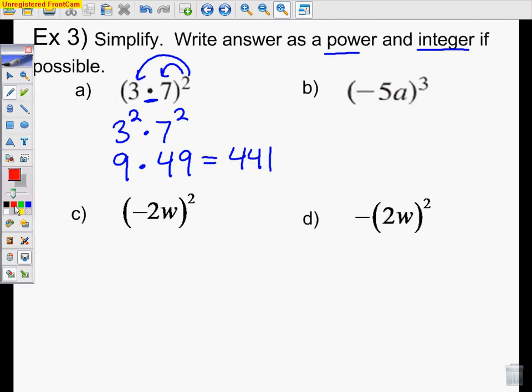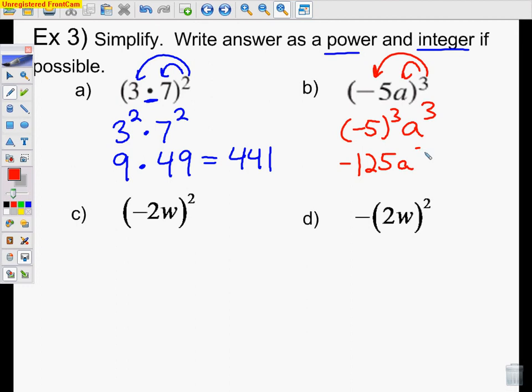Alright, B. Same thing. Take this 3, distribute it into the parentheses. So we get negative 5 to the third. Whenever you distribute an exponent to a negative number, put the negative number in parentheses. Always do that. Negative 5 to the third is negative 125. And we have a to the third.